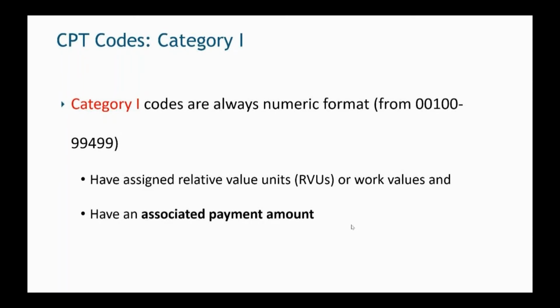Category 1 codes are always numeric, always numeric. They don't have any alphabets before them. They have assigned relative value units or RVUs, which is the same as saying work values. And those work values have associated payment amounts.